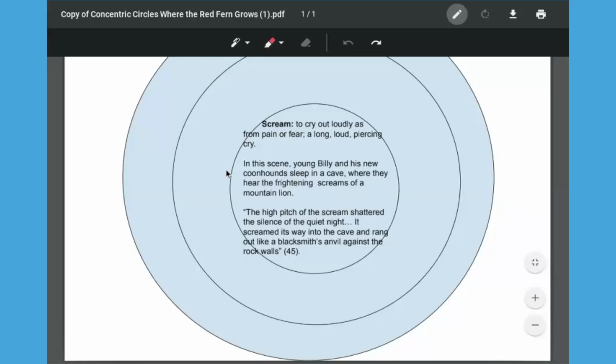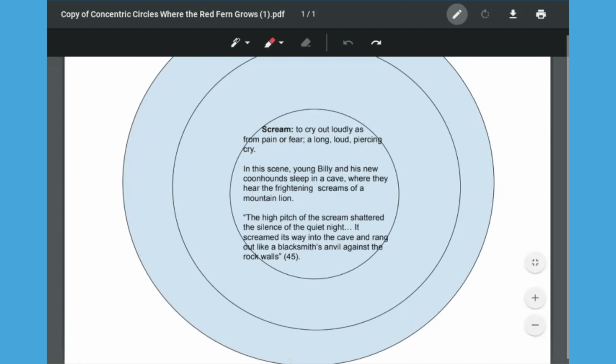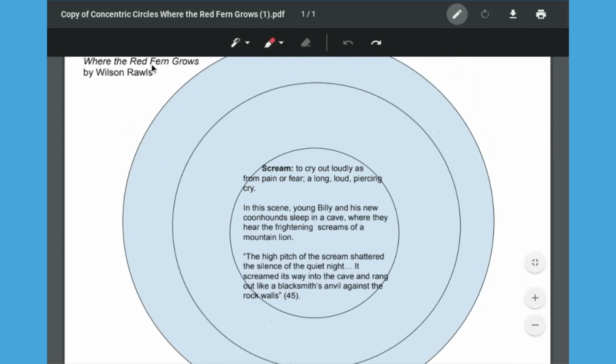Okay, so I'm going to show you how to do the concentric circles with level 1 reading. The first thing, if you look at your direction page, it asks for number 1, it says across the top of the paper, write the title of the work and the author's name, which is what we did here. The number 2 says draw 3 large concentric circles on paper, one circle inside another.